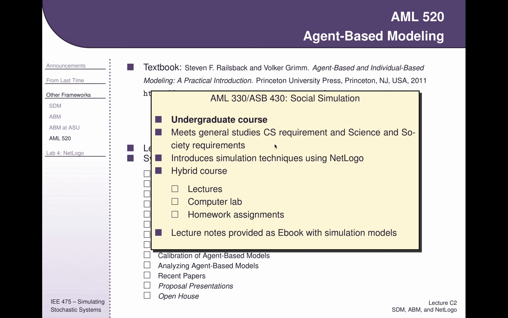For undergrads, there are occasionally undergraduate courses in the AML and ASB prefixes, and I think now you might be able to find some in the sustainability prefixes as well. These are focused on agent-based modeling. They actually meet some general education requirements for students, and they typically are also focused on using NetLogo. It's a popular tool for agent-based modeling here at ASU. They've got lectures, computer labs, homework assignments, and I think all of the ebook that goes along with this course is totally free. It was written by the instructor.